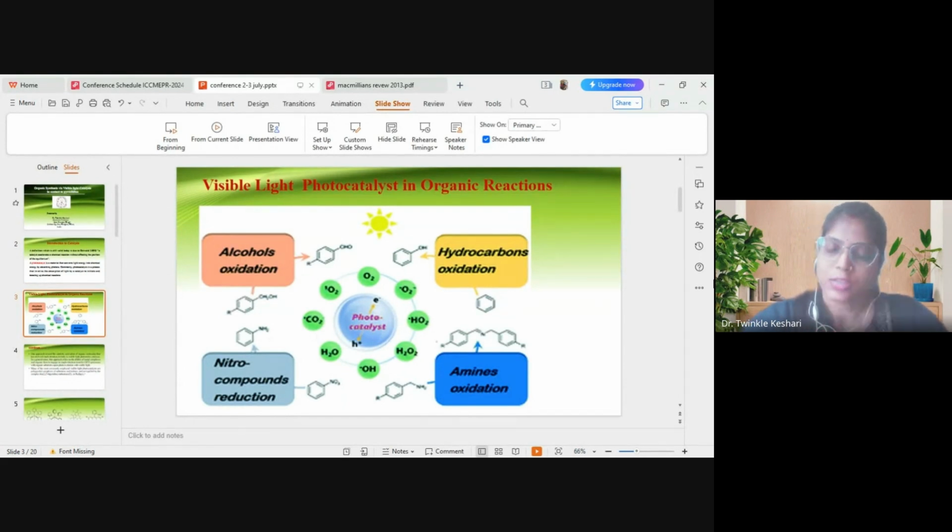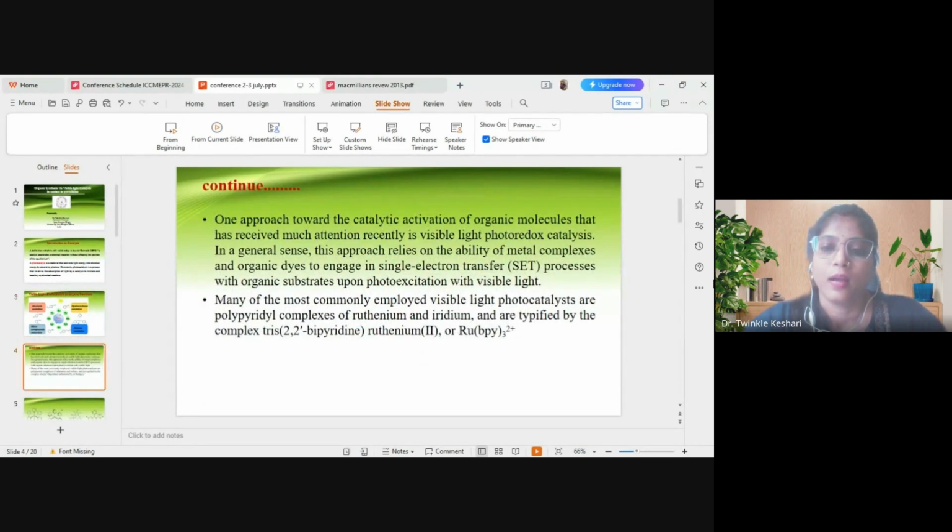So these are common reactions by visible light, which happen naturally, like alcohol oxidation, nitro compounds reduction, hydrocarbons oxidation, and amines oxidation. Our approach here is catalytic activation of organic molecules, which has received much attention recently: visible light photoredox catalysis. In a general sense, this approach relies on the ability of metal complexes and organic dyes to engage in single electron transfer processes with organic substrates upon photoexcitation with visible light.